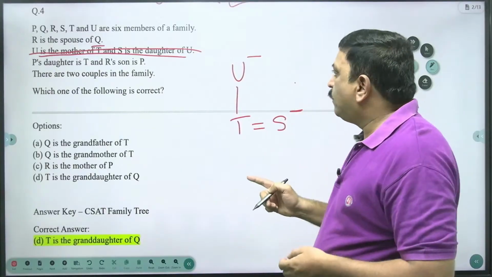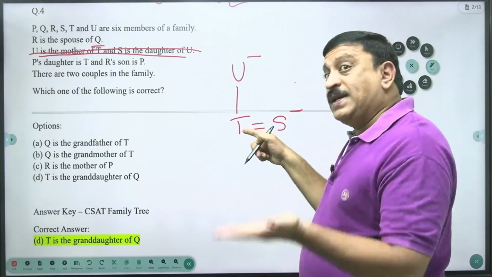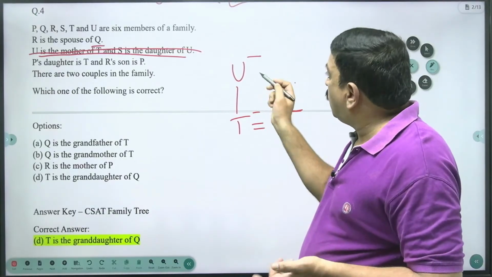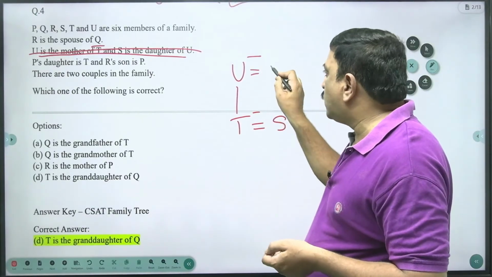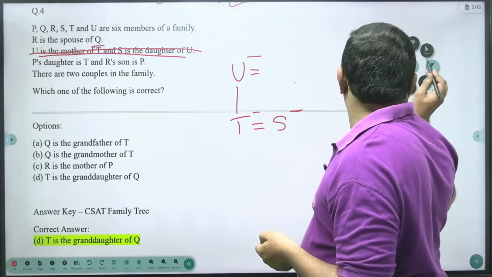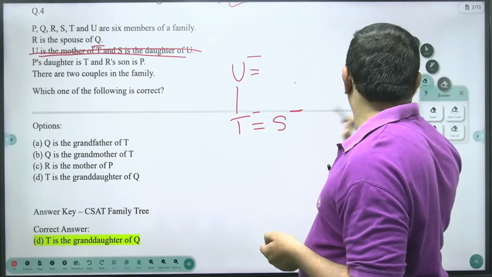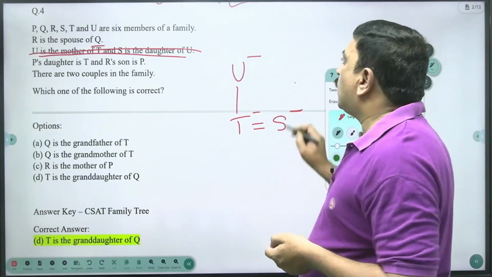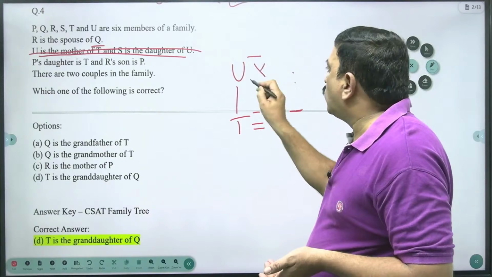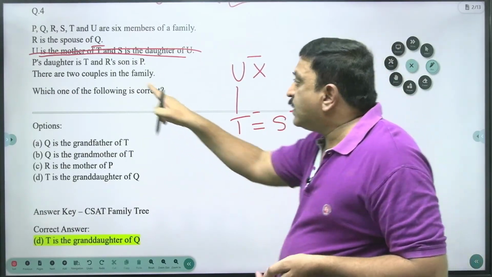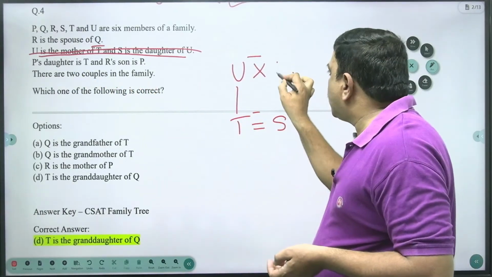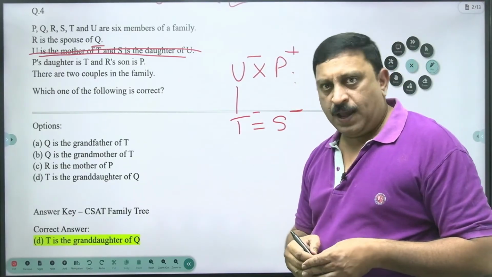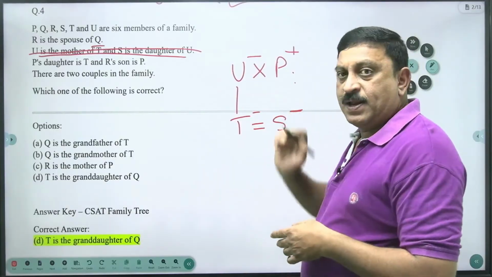P's daughter is T. So she's a daughter, right? And no doubt, P's daughter means another person must be there. So I can remove this one, right? Whenever you are given a wife and husband relation, put it in. So no doubt P's daughter is T means P must be a male, okay, male, because a female is already there.